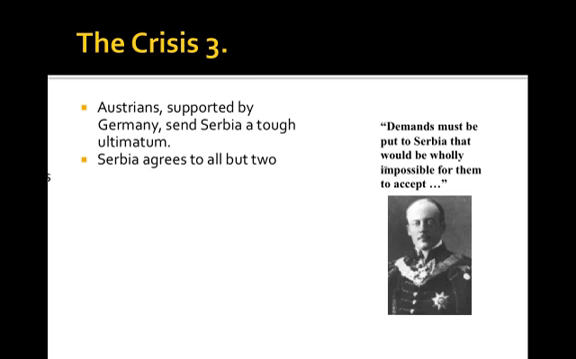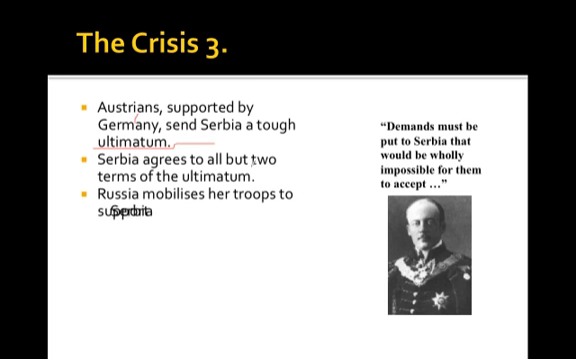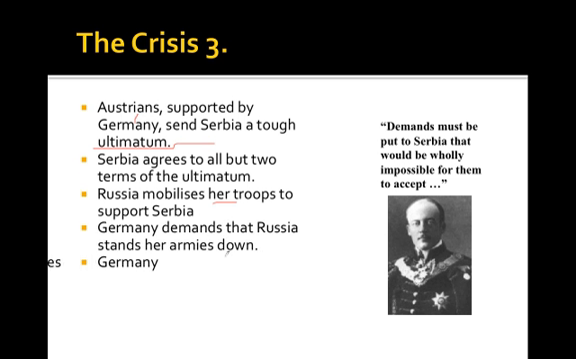Austria says, Germany, do you mind if we ask Serbia for some realistic things? Germany, not having friends, says, Austria, do whatever you want to do. Serbia agrees to all but 2 terms of Austria's tough ultimatum. Do this, or there's going to be war. And Russia mobilizes her troops to support Serbia. Germany demands that Russia stand their armies down. Germany declares war on Russia.